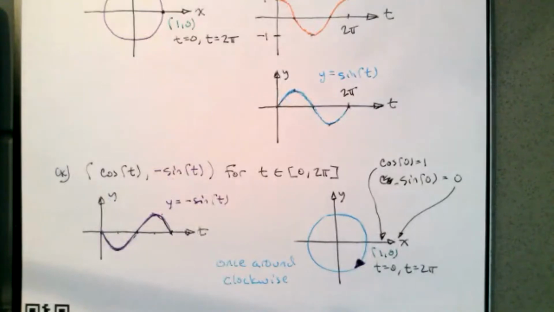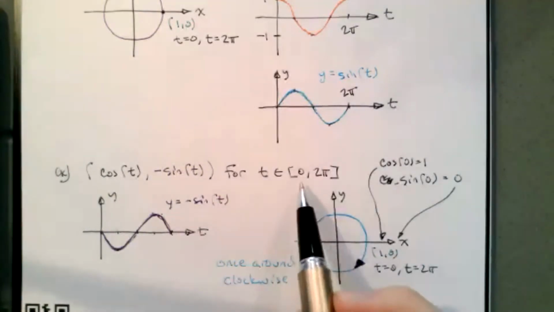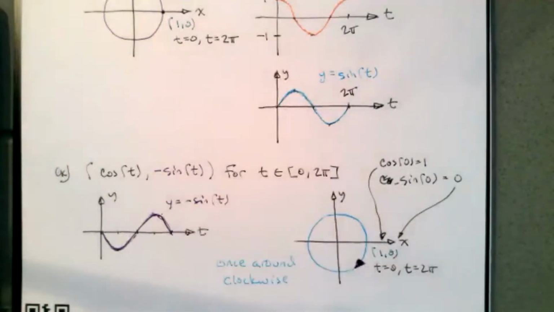And what if the t equals 0 and t equals 2π? That's the parameter, and those are all the values of t that we're plugging in. Okay, thanks, Professor Rich.